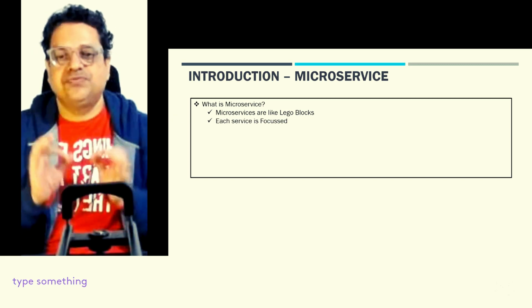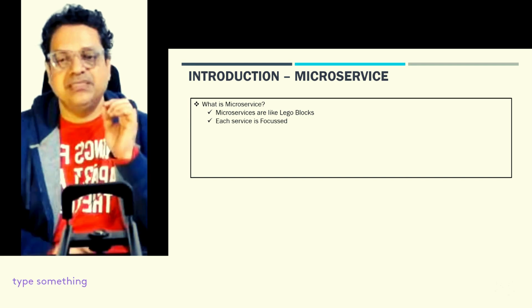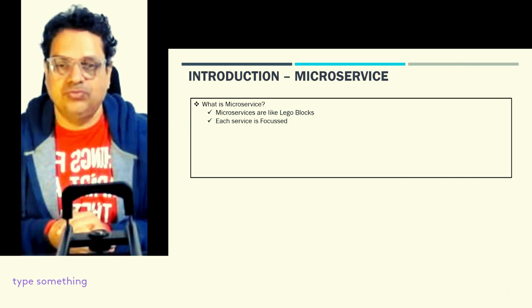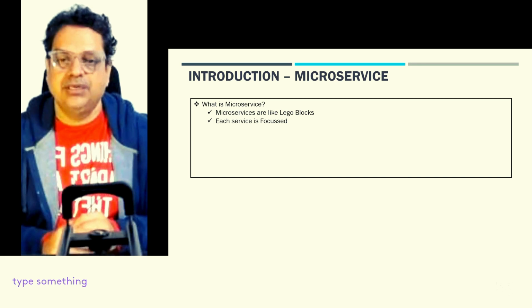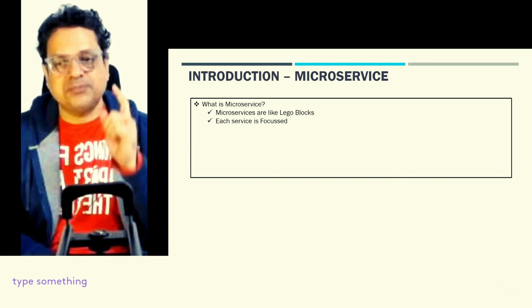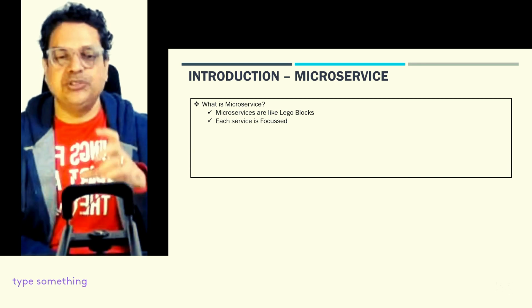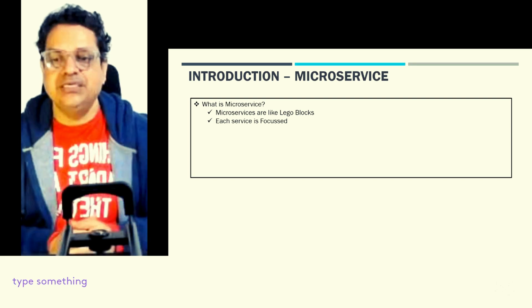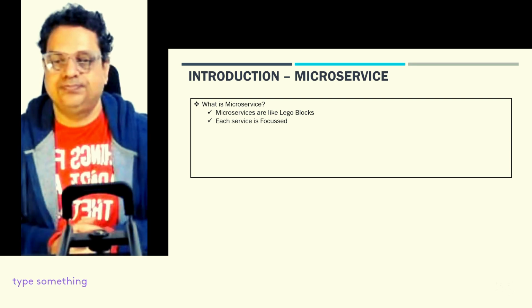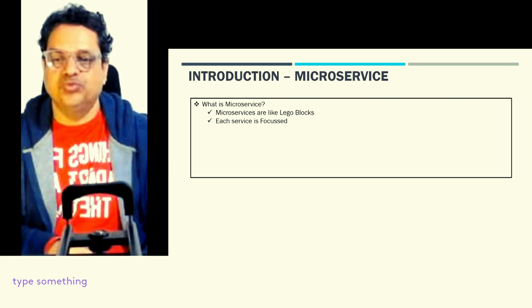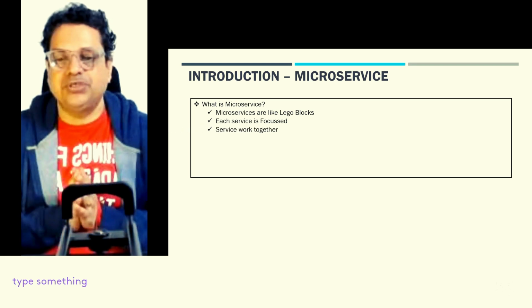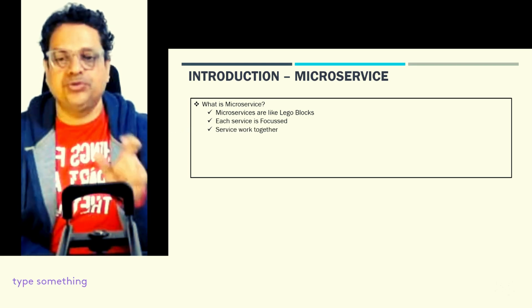The second key attribute I always mention is that each service is focused. What does it mean? Every microservice does one specific thing. Think of it like a tool in a toolbox where each tool has a unique job. Okay, let's move on. The third key attribute I always mention: services work together.